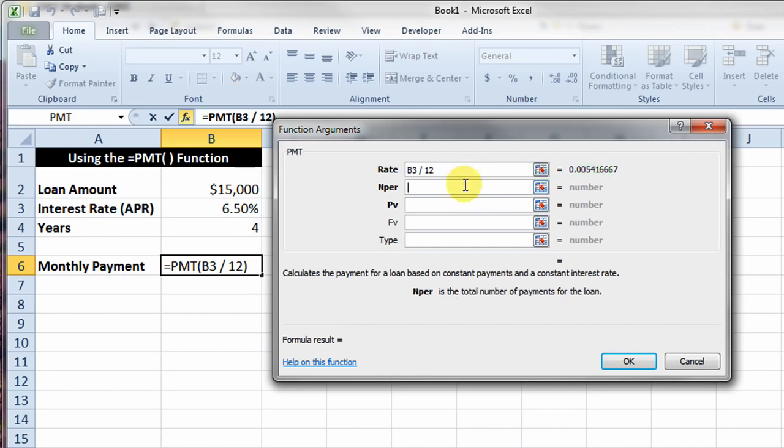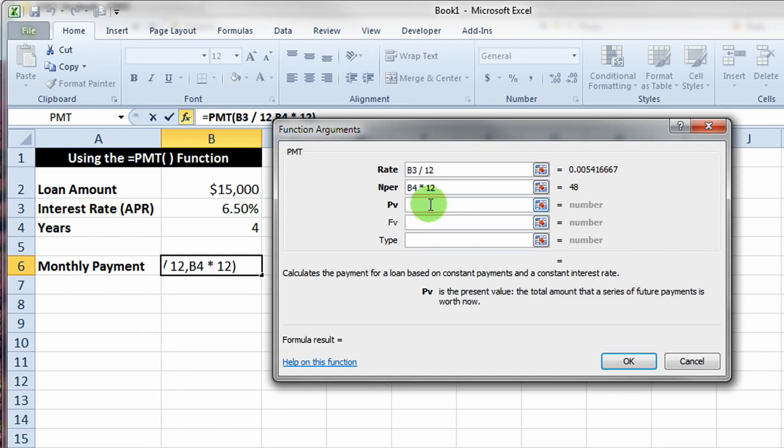And in the next cell, that's the number of periods, or the number of payments for my loan. And the number of payments for my loan is going to be indicated by the number of years of my loan. And we're saying that we have 4 years, so I'm going to click on the cell B4 here, and that's 4 years. But because I'm paying monthly, I have 12 payments per year, so I have to multiply the number of years times 12 to get the number of actual payments I'm making.